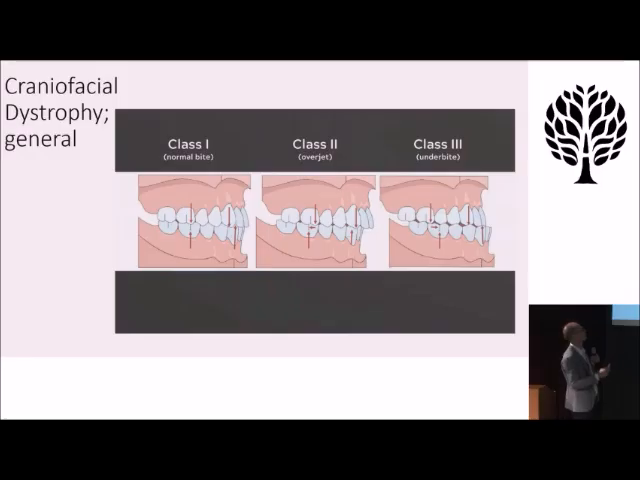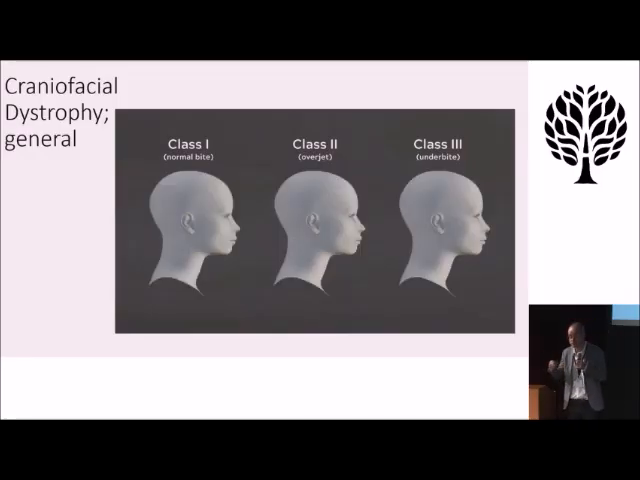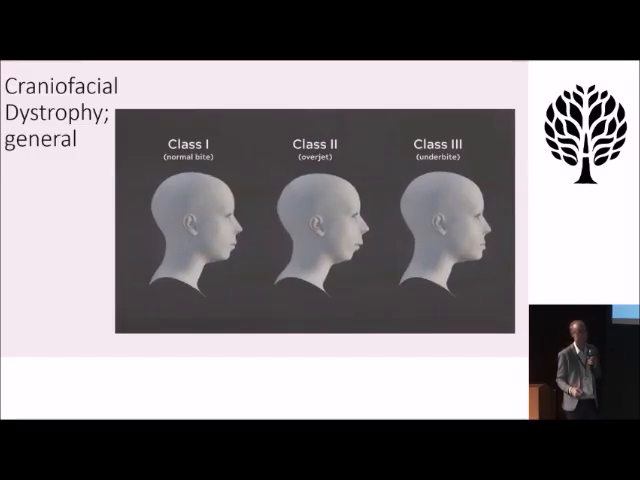But we know people are different. We know we have the class 1s, the class 2s, the class 3s, the different types of crookedness. And of course, these are layered on top.